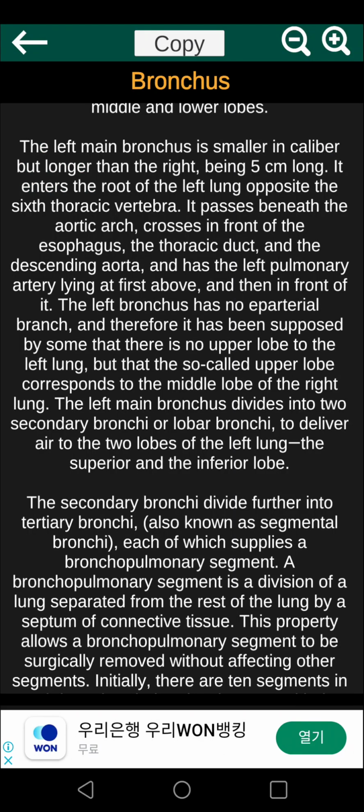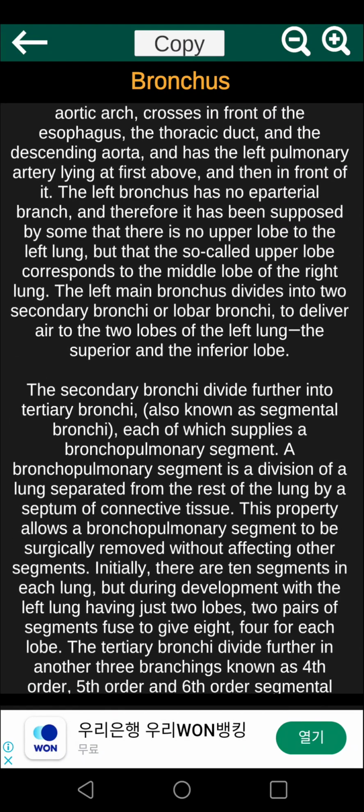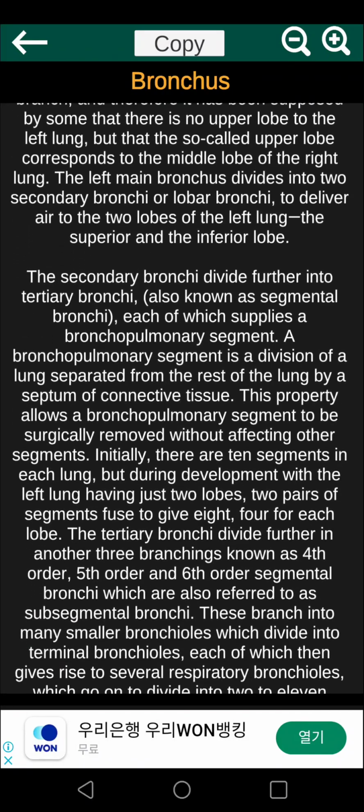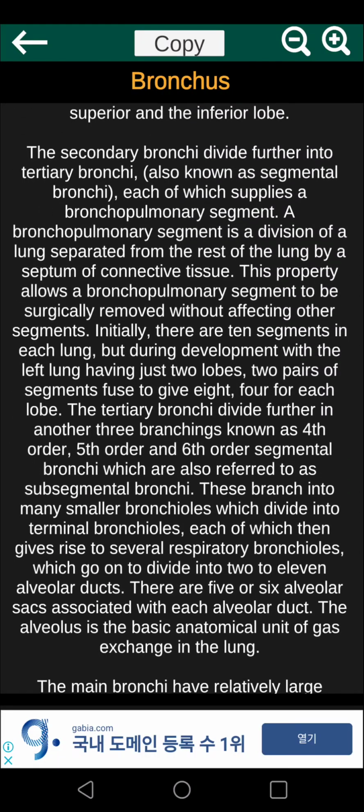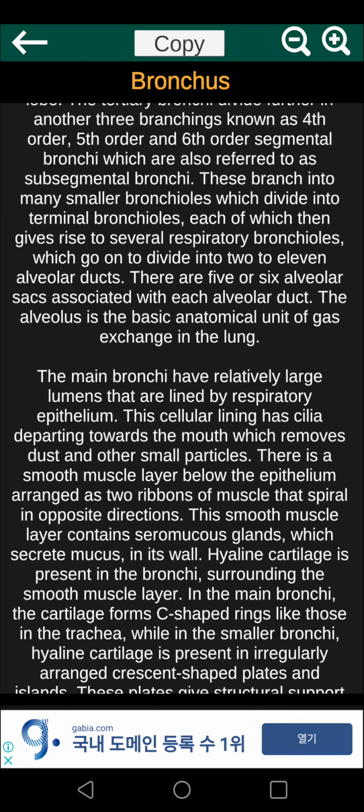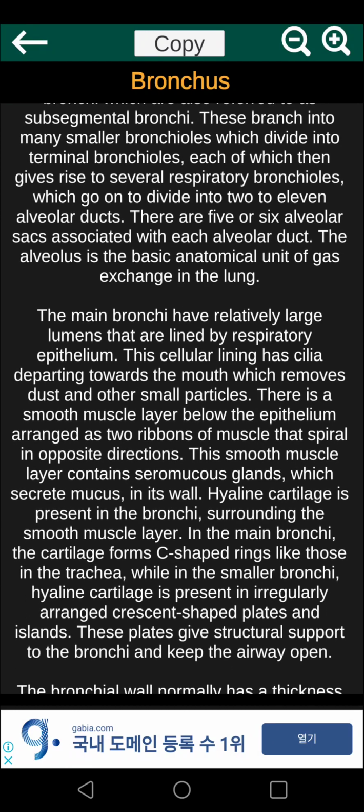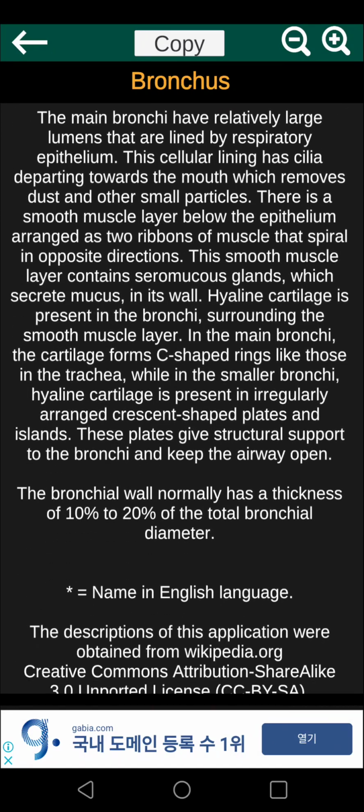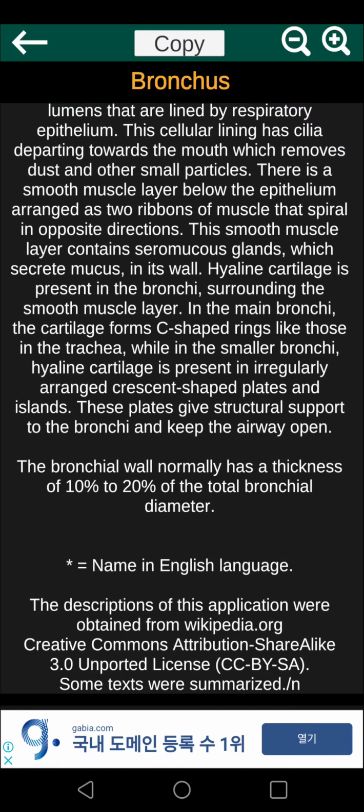Bronchus. The left main bronchus is smaller in diameter but longer than the right. The bronchus has no epiarterial branch, but the so-called upper lobe corresponds to the middle lobe during development, with the left lung having just two lobes. Three branches are known as fourth order, fifth order, and so on, trapping dust and other small particles. The trachea has cartilage crescents that keep the air open.